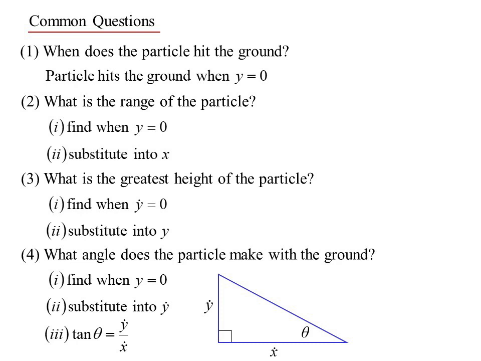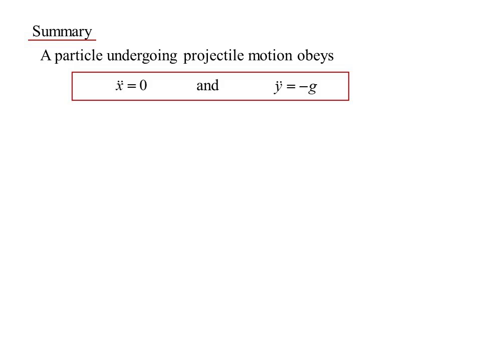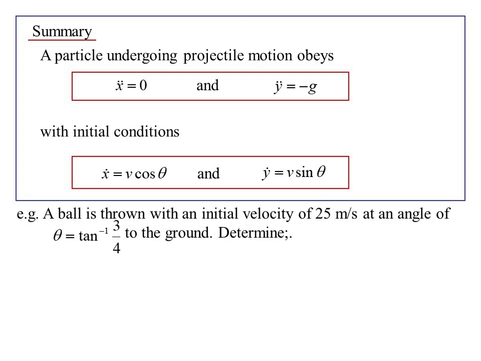So, in summary, projectile motion: all we have to worry about are those two things. We know the acceleration horizontally, we know the acceleration vertically. Initial conditions, it is okay to quote those: v cos theta, v sine theta. Don't really need to work them out each time. If the problem's a little bit of a variation, you might want to double check, but yeah. Okay, let us do an example then.